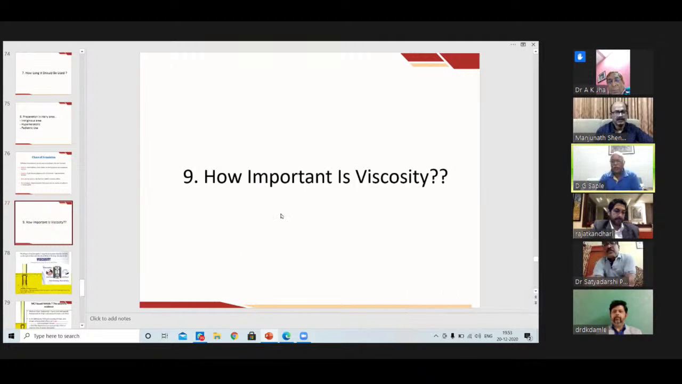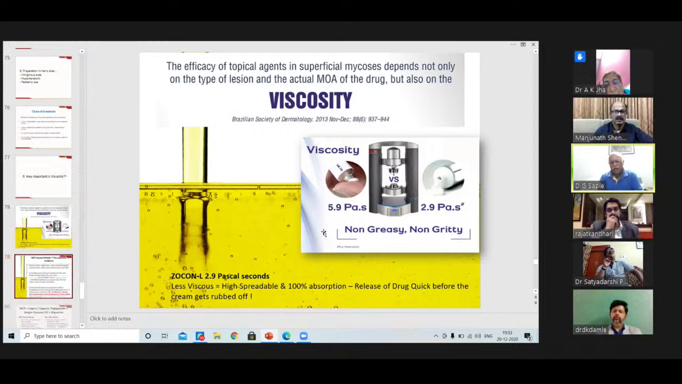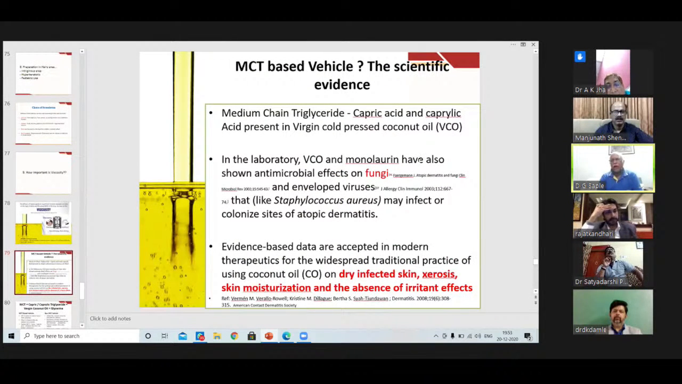We'll go for the last question about the viscosity. What is important? The less viscous, as Dr. Patnaik said, is highly spreadable with 100% absorption. That's why they count it in Pascal seconds, which is 2.9 in luliconazole. So when they're talking about that, as Dr.